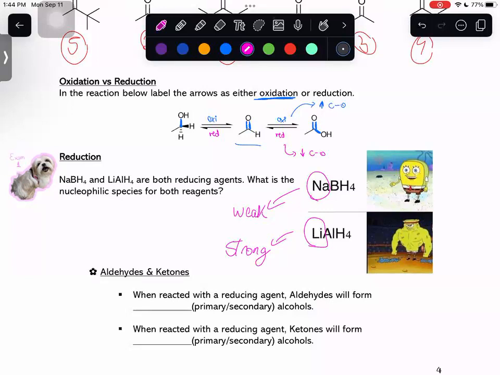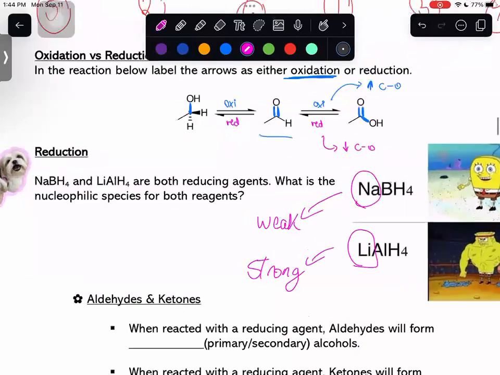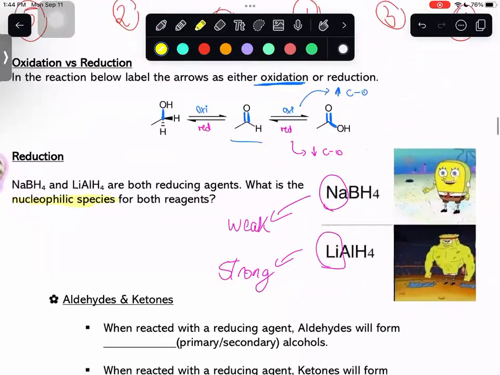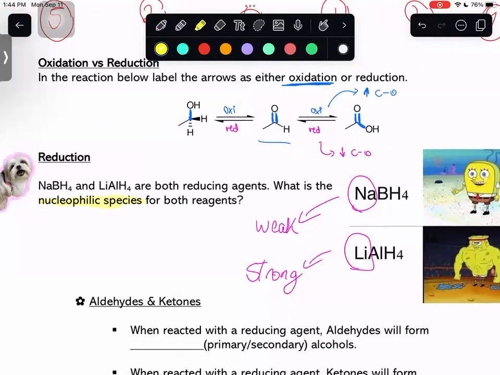Simple as that. Okay, so in this case, let's look at the little question here. It's asking for the nucleophilic species for both reagents. What do we think it's gonna be? What does that mean?